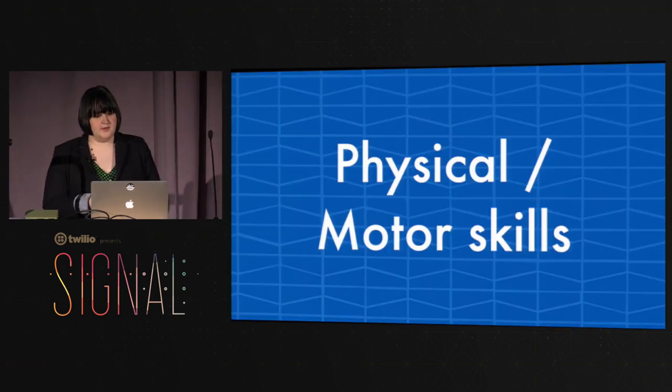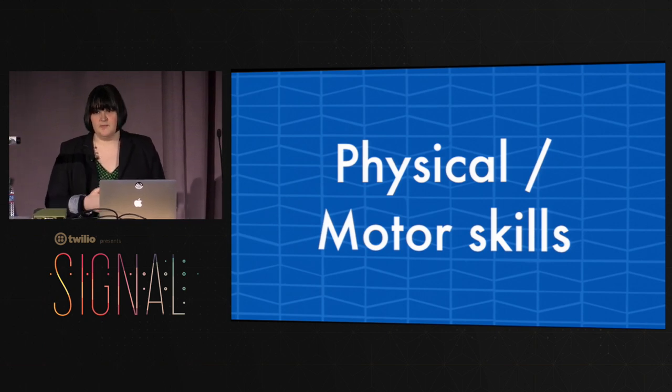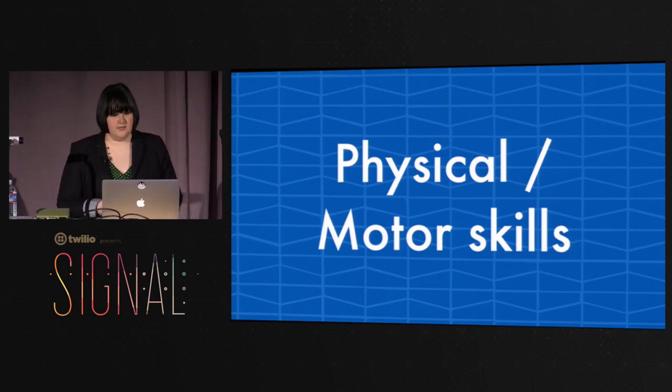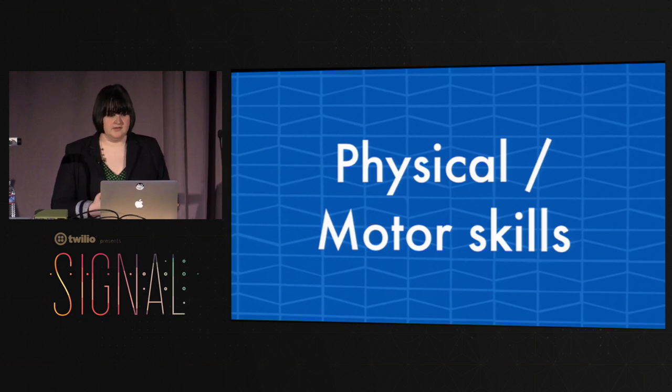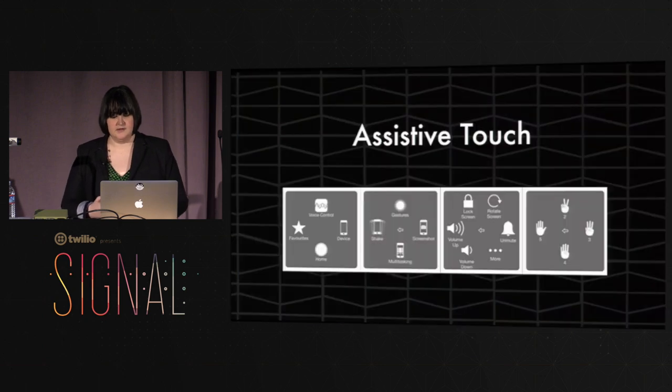Now, there's also people who have impairments with physical and motor skills, and it can vary greatly from person to person. Some of them might not be able to perform a gesture. Some of them might not be able to press physical buttons or even hold an iPhone. And this can vary from anything to arthritis to somebody being fully physically paralyzed. And Apple provides two ways for people with physical and motor impairments to access iOS devices.